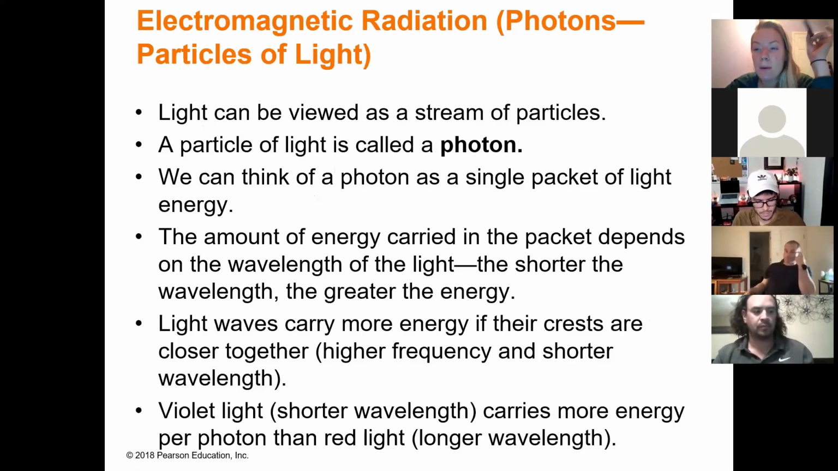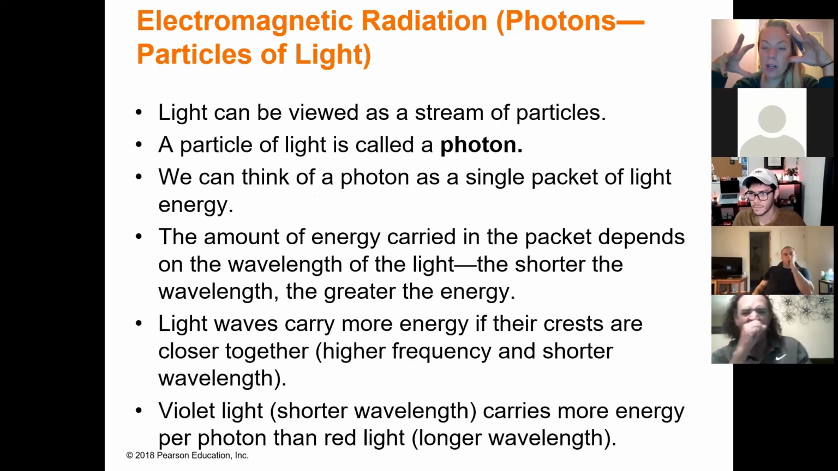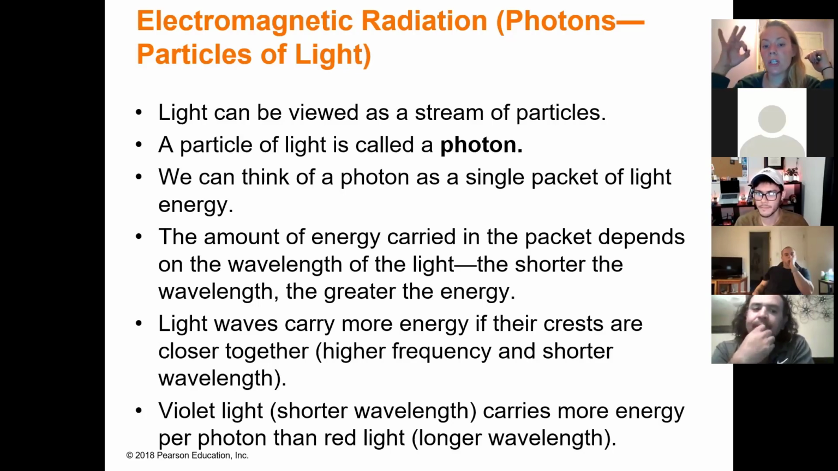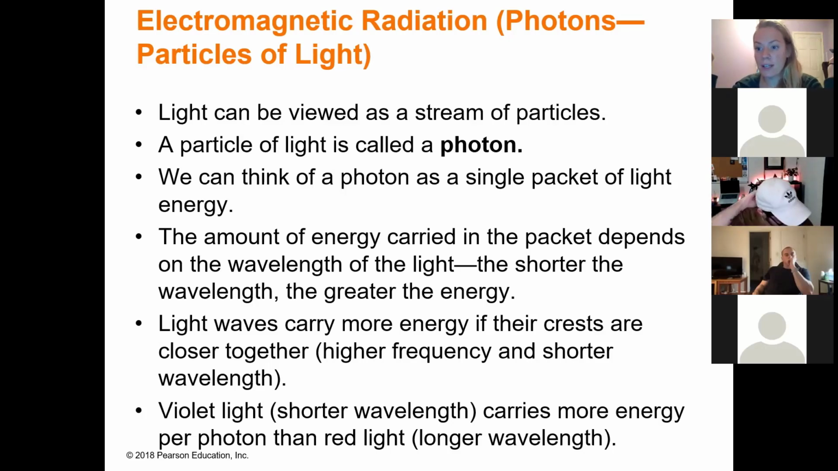We can also think of some of the properties of light as a particle as opposed to a wave. So a particle of light is known as a photon. We can think of it as a packet of light energy. And the amount of energy that that packet carries is really dependent on the wavelength of the light. So if your packet has a wavelength that is 750 nanometers, that photon will be red light. If it has a wavelength of 400 nanometers, it'll be violet light. If it's something smaller than 400 nanometers, it becomes a higher energy electromagnetic radiation.